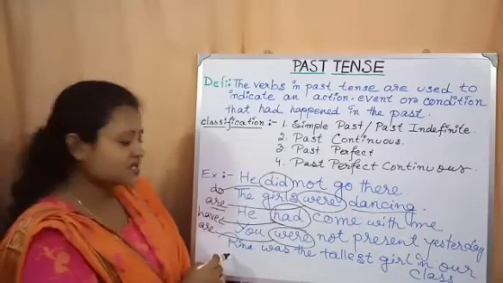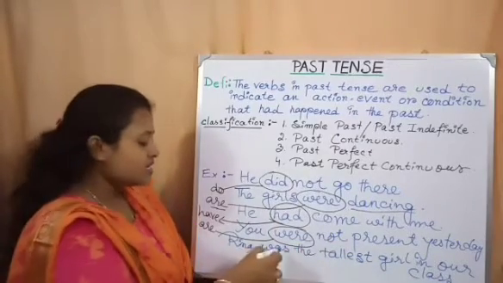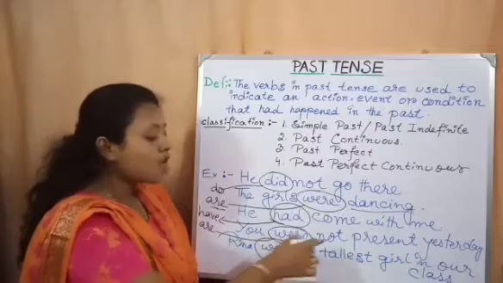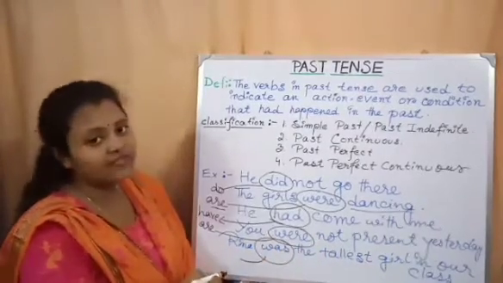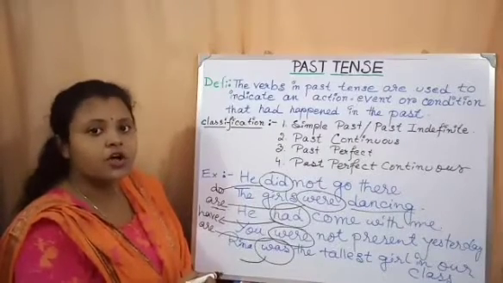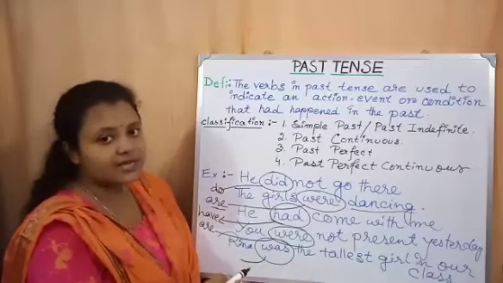Now come to the last sentence. Rina was the tallest girl in our class. Here, was is the auxiliary verb, and this auxiliary verb is also written in the past tense. So that is why it is also an example of past tense.